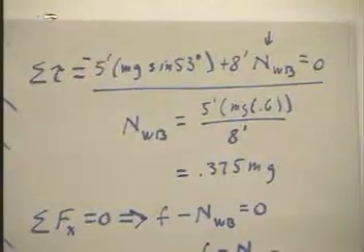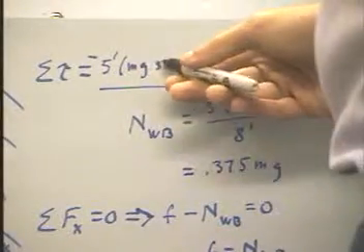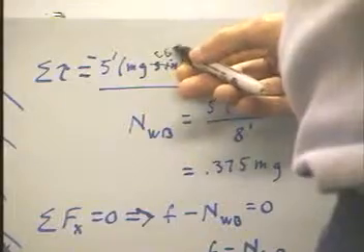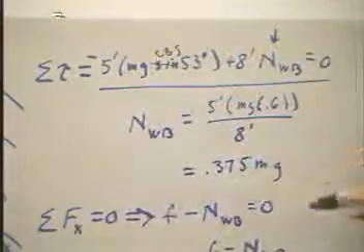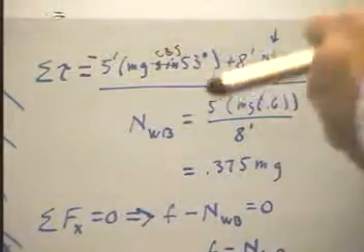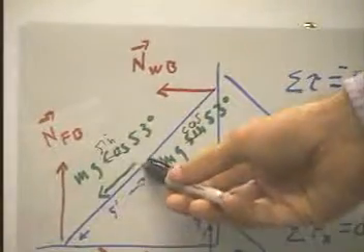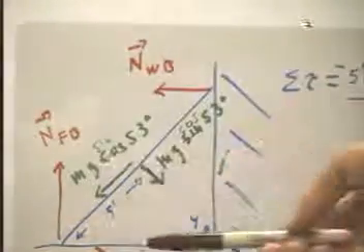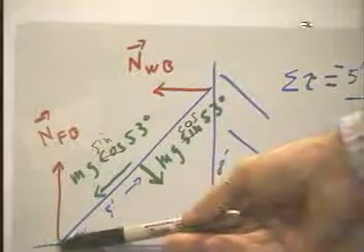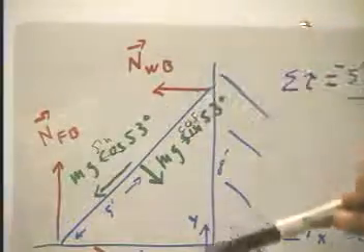The sum of the torques is the mg cosine 53 degrees times the moment arm, which is 5 feet, and then the 8-foot moment arm of the normal force. Let's look back and see where we get that 8 feet. We're using the perpendicular component in the 5 feet to get the first force. We're using the normal force and the 8-foot distance between the axis of rotation and the line of this force in determining the torque due to this force.